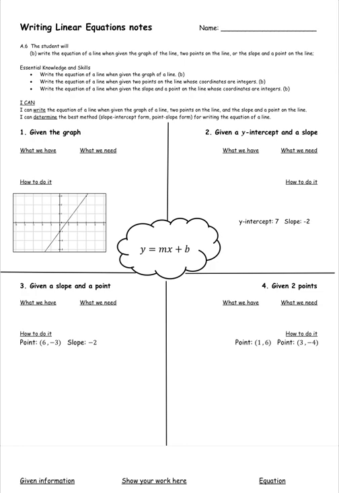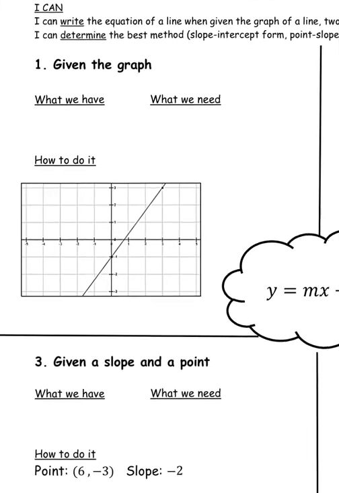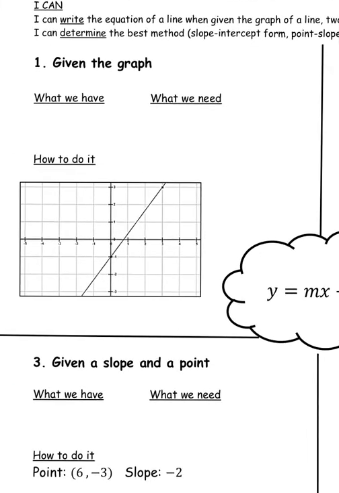All right, so let's go ahead and take a look at the first example. As always, we write our equations in slope-intercept form, y equals mx plus b. So the first thing we want to ask ourselves: what do we have here? For this example, we have a graph. Now we're going to look at what we need. We need to identify the slope, and we need to identify the y-intercept. Okay, so how do we do it?